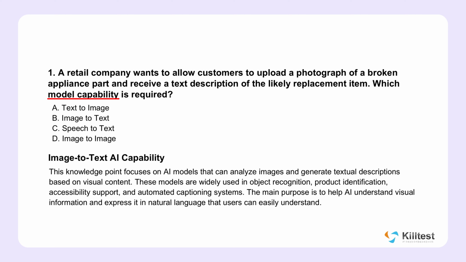The correct answer is B. Image-to-text capability allows an AI model to analyze the visual details of the broken part and generate a textual description of the replacement item. So the model isn't just tagging the photo with predefined labels. No, not at all. It's actually generating descriptive language based on an array of pixels. It's like having a digital hardware store clerk looking over your shoulder. But mechanically, how is it bridging that gap between visual light data and human vocabulary?